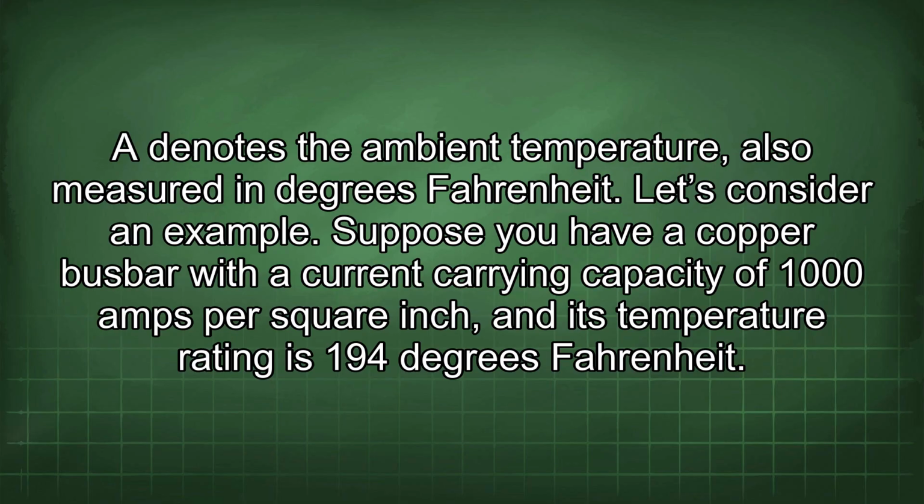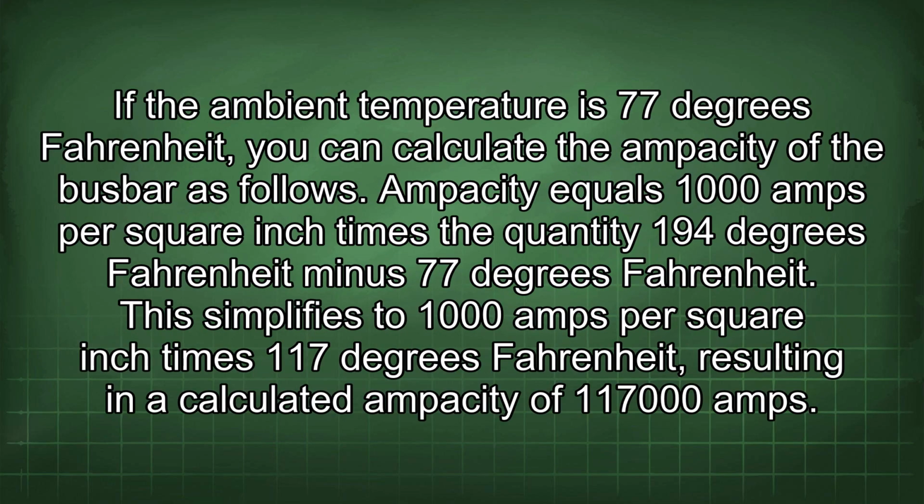Let's consider an example. Suppose you have a copper busbar with a current carrying capacity of 1000 amps per square inch, and its temperature rating is 194 degrees Fahrenheit. If the ambient temperature is 77 degrees Fahrenheit, you can calculate the ampacity of the busbar as follows. Ampacity equals 1000 amps per square inch times the quantity 194 degrees Fahrenheit minus 77 degrees Fahrenheit. This simplifies to 1000 amps per square inch times 117 degrees Fahrenheit, resulting in a calculated ampacity of 117,000 amps.